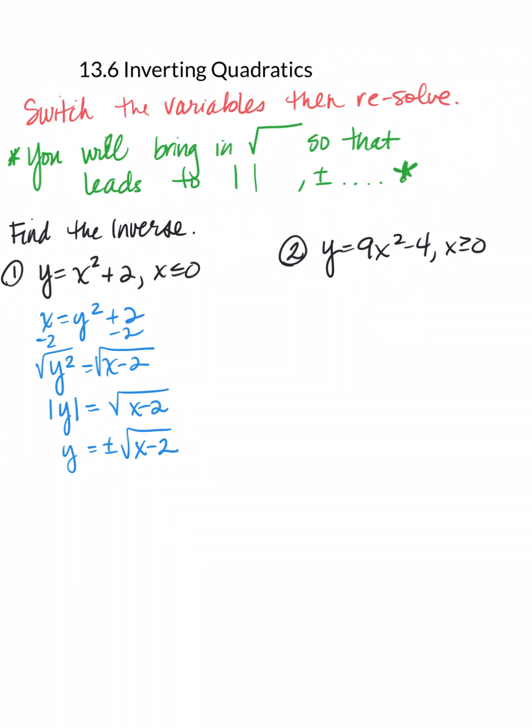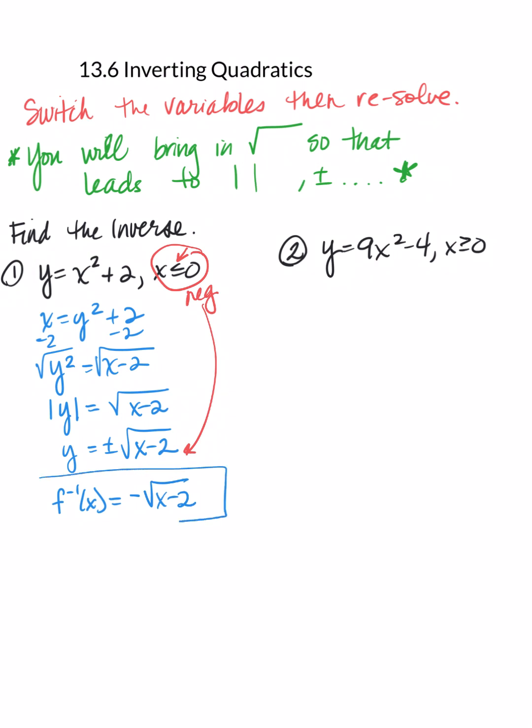Now, while that looks like I'm finished, I need to write this in inverse notation, and I need to decide which answer is the inverse. Is it the positive or the negative? And this is where that restriction works. So notice that it is pointing to the left, so that means it's negative. So I'm going to use the negative version of my square root. So it's going to be the negative square root of x minus 2. That indicated which one is my true inverse. Okay, not both, but which one.